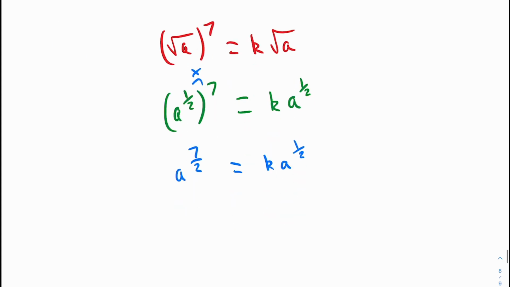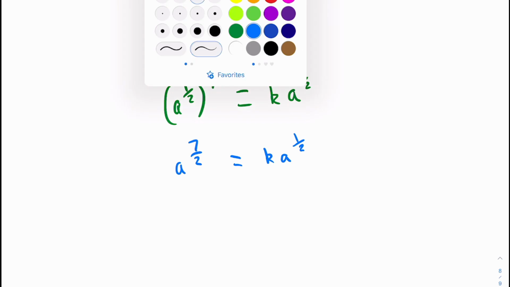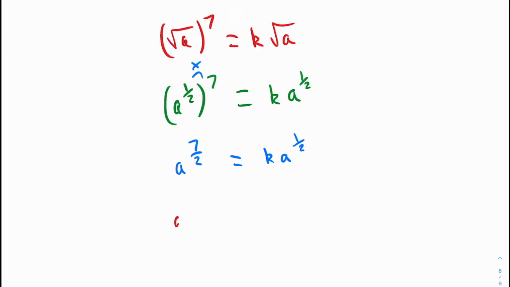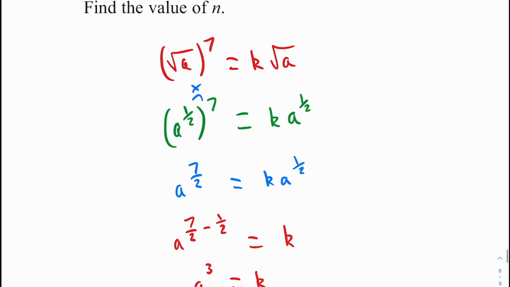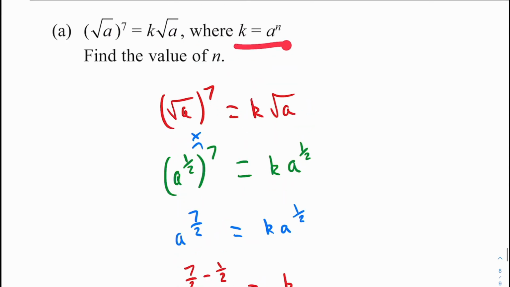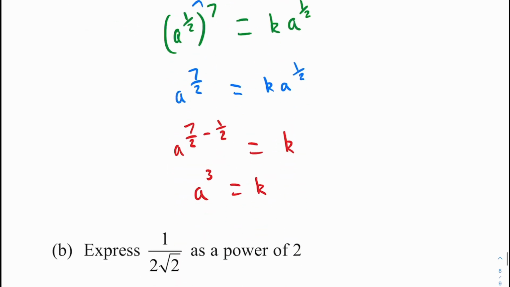We'll then divide both sides by a to the half, so we then get a to the 7 over 2, and then take away the half, is equal to k. So therefore a to the power of 7 over 2 take away a half, which is 6 over 2, which is 3, is now equal to k. And they wanted k equals a to the power of n. We need to find the value of n, so the final thing to say is that n is equal to 3.